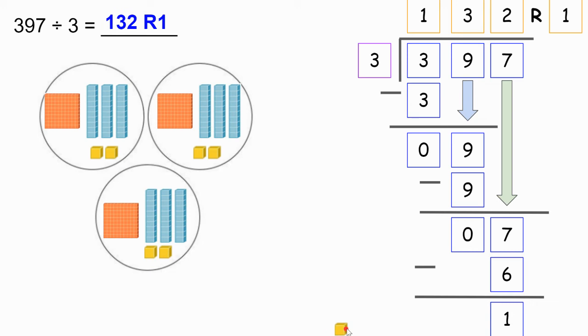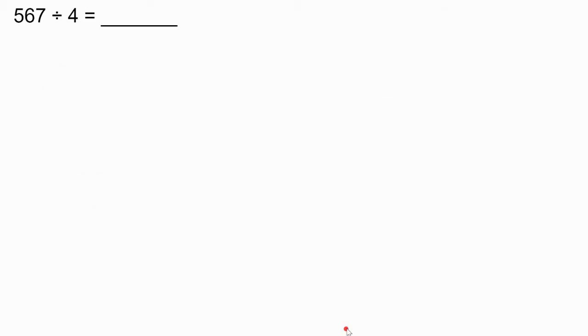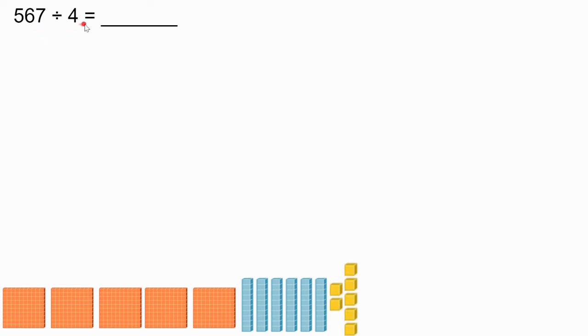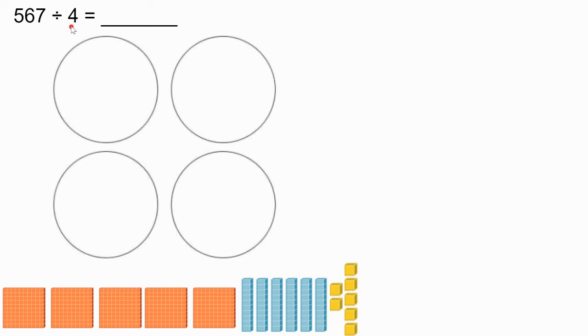Let's do one more problem. Here we have 567 divided by 4. So first we're going to represent our dividend, 567, using base 10 blocks. We have 5 hundreds, 6 tens, and 7 ones. We're dividing by our divisor, 4, so we're going to have 4 groups.